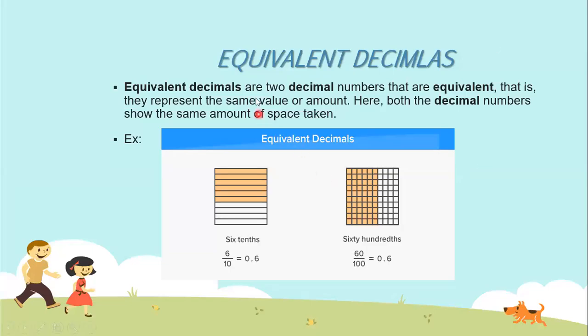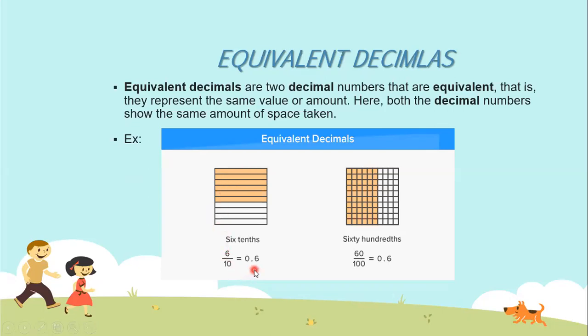Hello everyone. In the last class we learned how to write decimals as fractions. Now in this class let us see equivalent decimals. Equivalent decimals are two decimal numbers that represent the same value or amount. Here both the decimal numbers show the same amount of space taken. See the example of equivalent decimals. Here they are represented in diagrams.